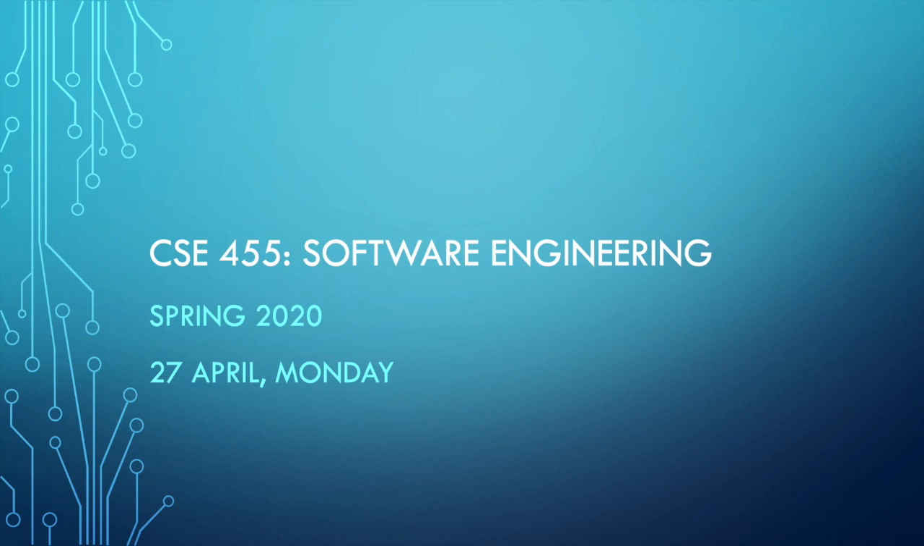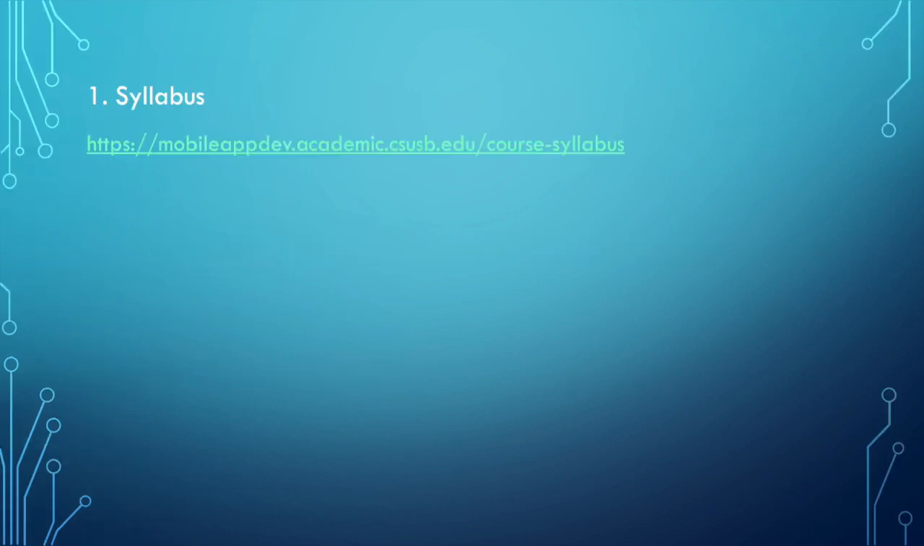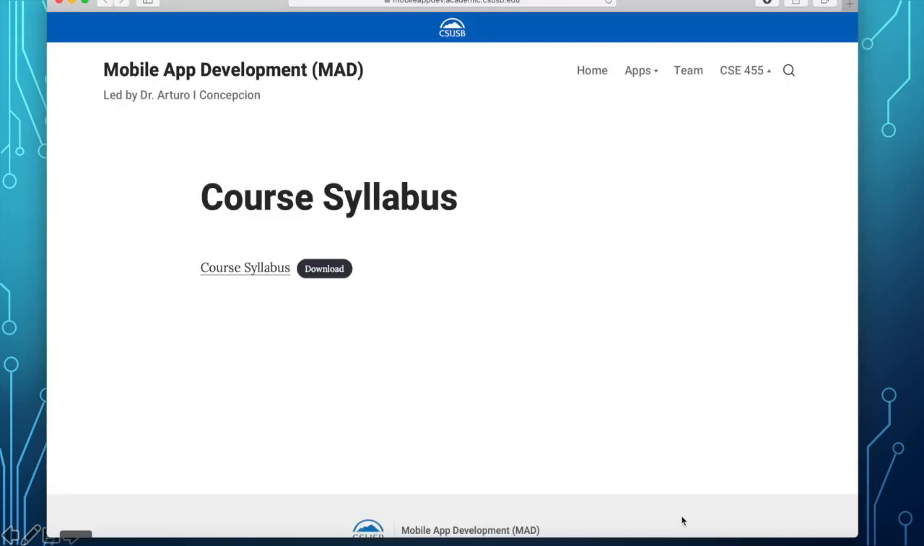We are back here in CSE 455 Software Engineering, and we are meeting today, the 27th of April, for the Monday meeting of this particular class. Now, let's first review where we are in our syllabus. So let me get you there for the syllabus.